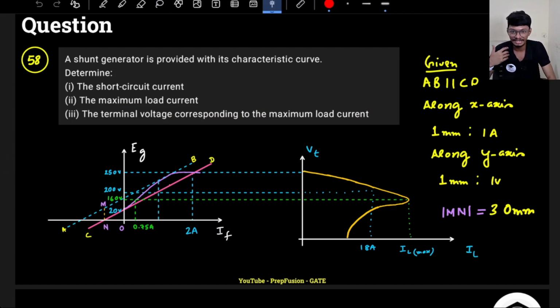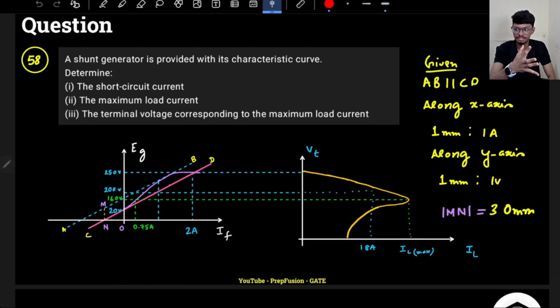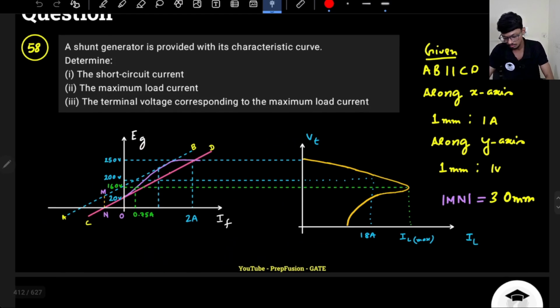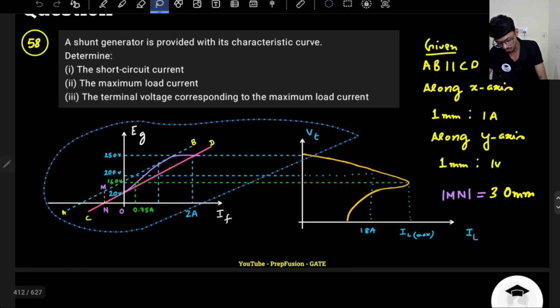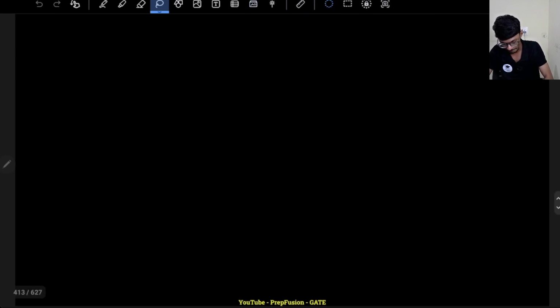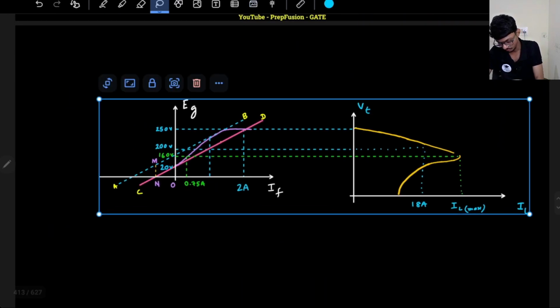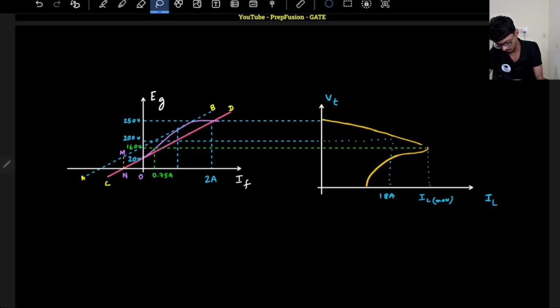When these kinds of questions come, it is kind of a waste of time if you study the graph completely. Just go ahead with the question, see what data points they are asking, then go into the graph and see from where you can find those data points. So let me first copy this graph. First I will not study the graph, I will just write down what I need to find out: the IL maximum and the short circuit current.